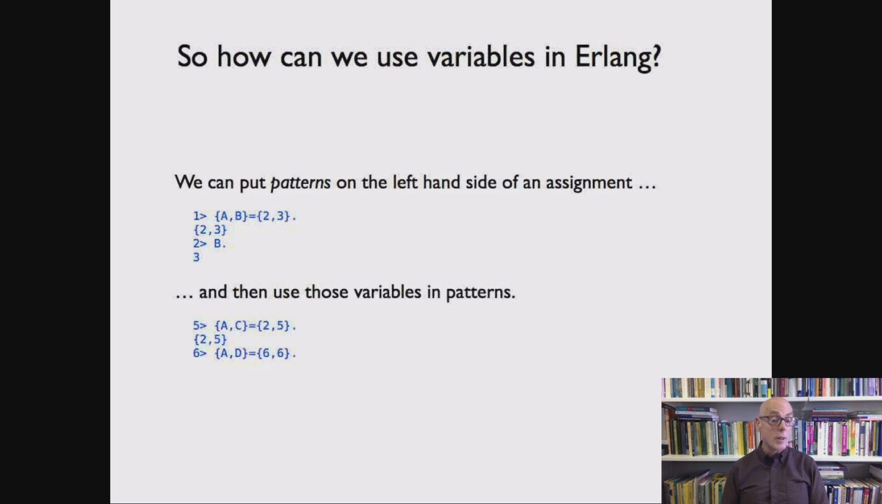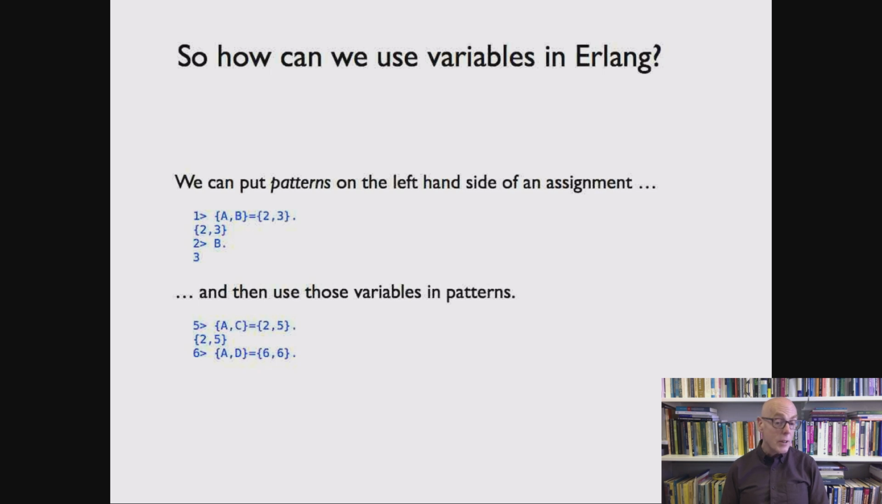You can see in those examples on lines 5 and 6, A was already bound to 2. That was okay in line 5 because C didn't have a value already, so C got bound to 5. In line 6, it was a problem because A was already 2. And incidentally, in line 6, it's not that it partially fails. D doesn't get a value from that at all. So the whole match fails. A remains to be 2. D is not bound. So we can use bound variables in patterns.